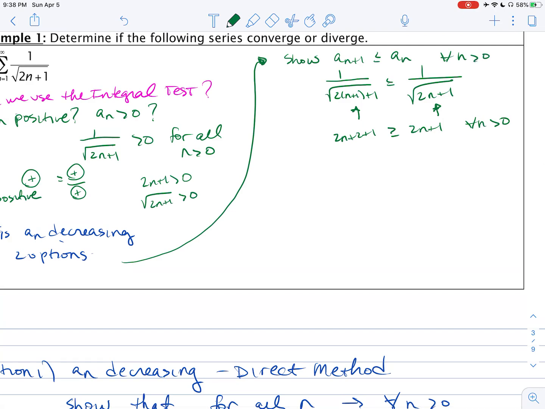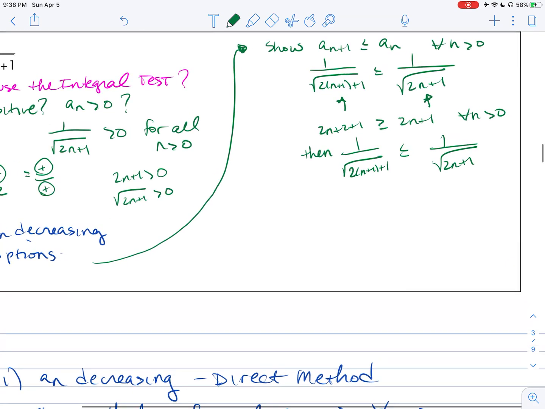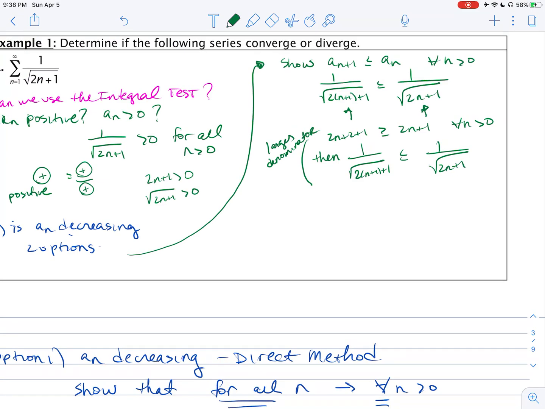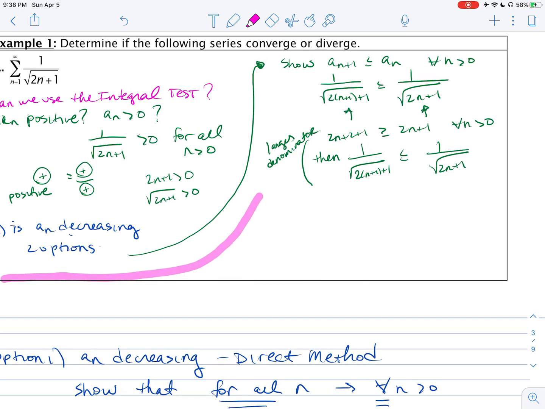And so we have that 1 over the square root of 2 times 2n plus 1 is less than or equal to 1 over the square root of 2n plus 1. You could cross multiply and demonstrate as well, but the larger the denominator, the smaller the number. Right? Okay, so they're both decreasing, but that is not the test. So this is just, can you use the integral test? Good.